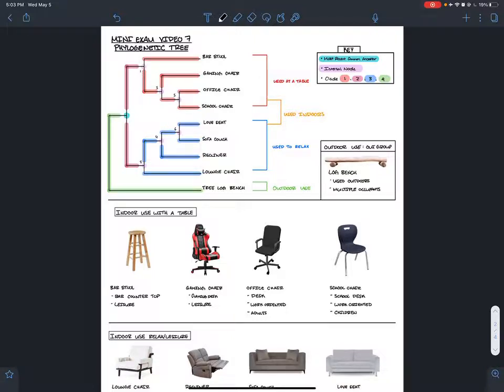The chairs used with accompaniment of a table share a common ancestor at internal node 1, while the chairs used for leisure without a table share a common ancestor at internal node 2. These 2 branches share a common ancestor with the most recent common ancestor from the entire tree. The only outlier is the tree bench because it underwent anagenesis from the most recent common ancestor and is in turn used outdoors as opposed to indoors.